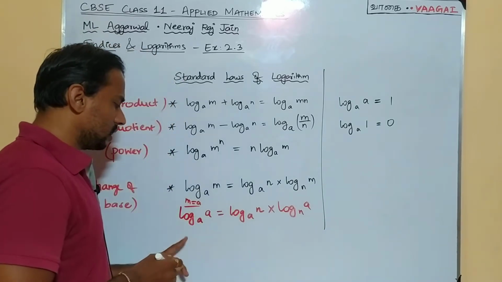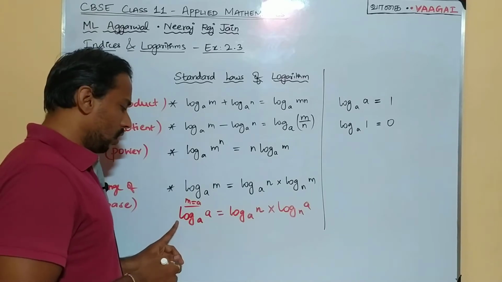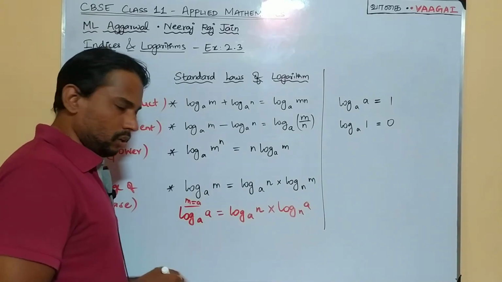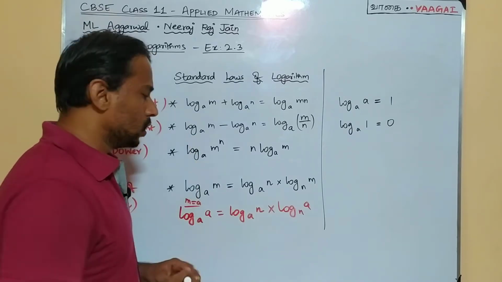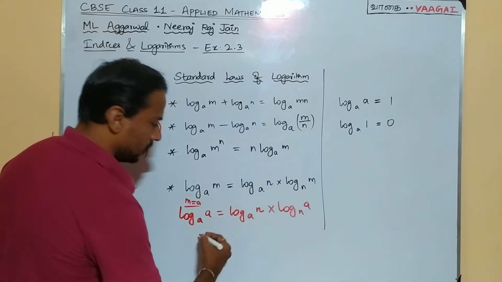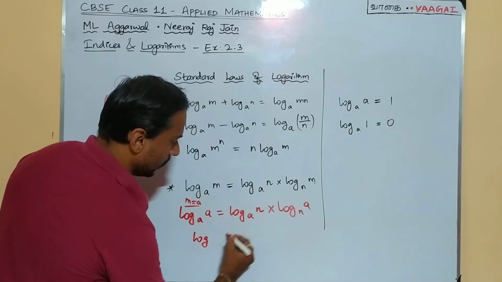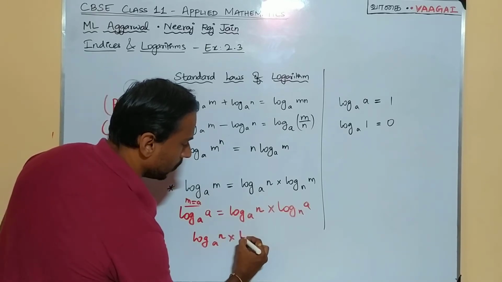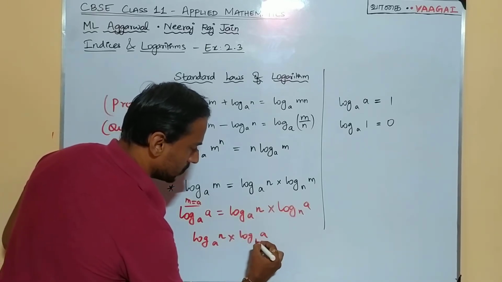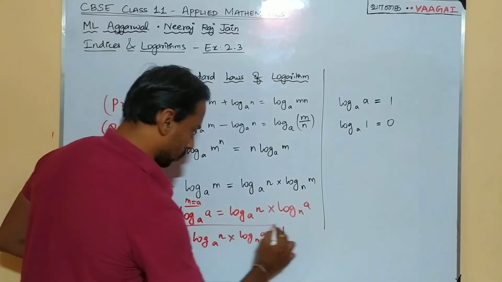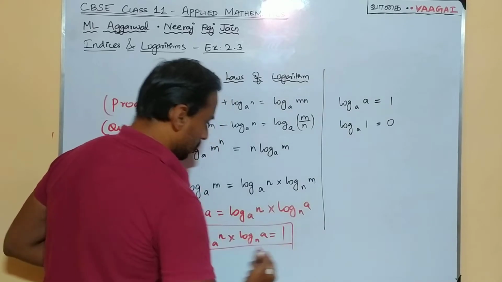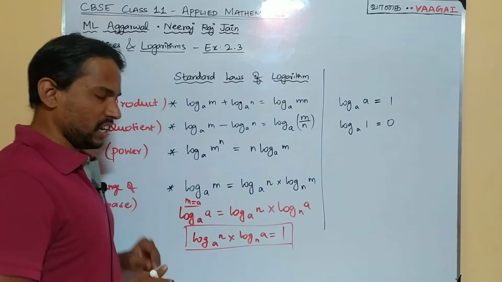Now see here, this left hand side is what? Log of a to the base a. Is it or not? So log of a to the base a is nothing but 1, correct? So that means log of n to the base a multiplied by log of a to the base n is always equal to 1. So this also we'll be able to derive from this change of base rule.